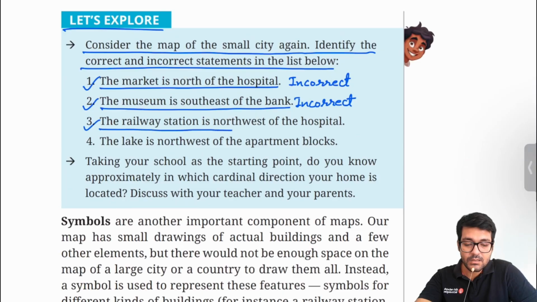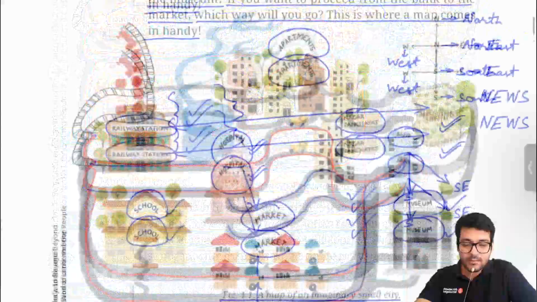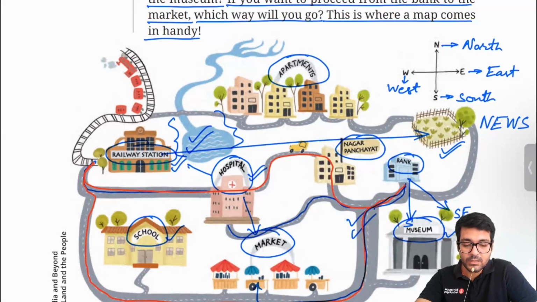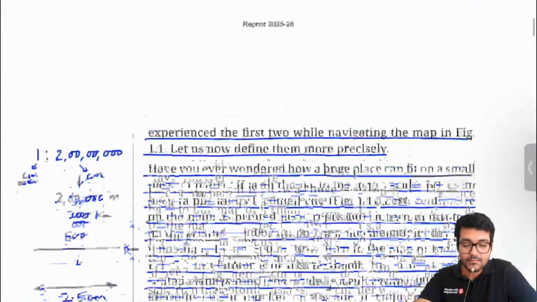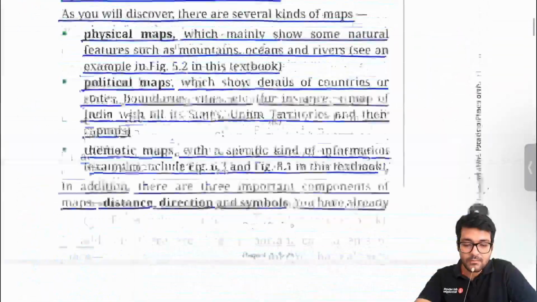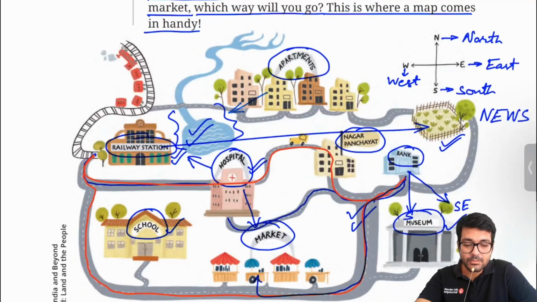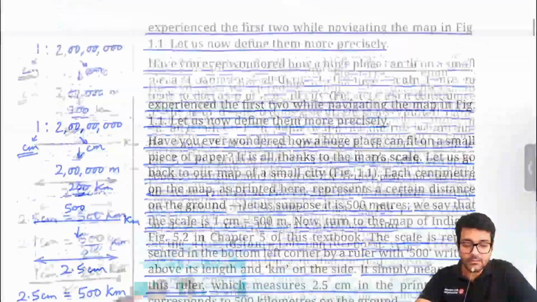3. The railway station is northwest of the hospital. The railway station is northwest of the hospital. This statement is correct. 4. The lake is northwest of the apartment blocks. The lake is southwest of the apartment blocks. So, the statement given is incorrect.